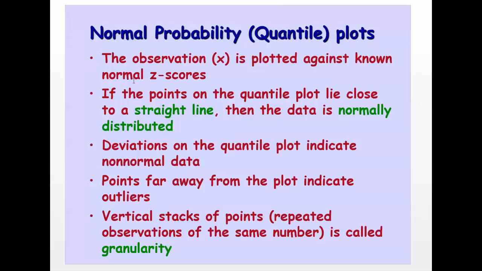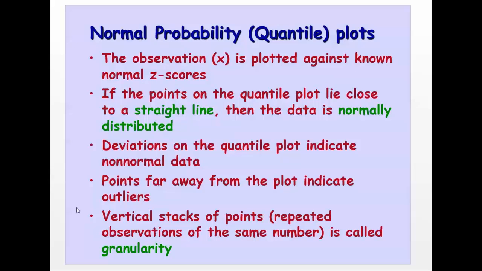So what does a normal probability plot do? It takes an observation and plots it against a comparable z-score. What we are looking for is whether or not the quantile plot forms a straight line, and if it does, then we say normally distributed. If it doesn't look like a straight line, then we suggest that it's non-normal data, and any points far away from the line imply outlier data.